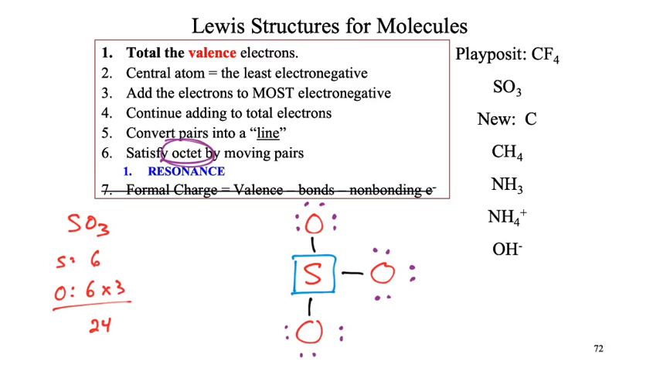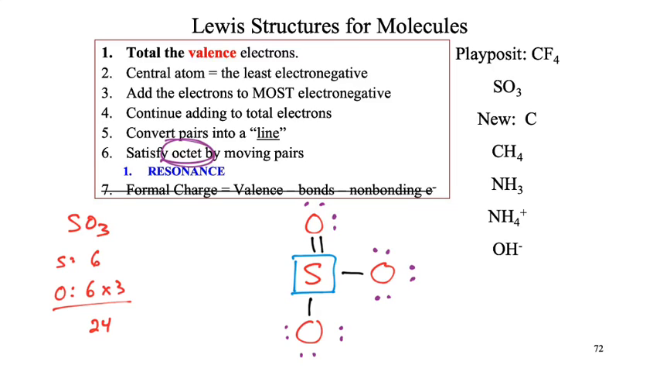Now we move to rule 6 and we satisfy octets by moving pairs. This is where my method stands out and trumps all other methods. Because with other methods, they go, oh, well, you needed another bond so that we had octets. So that's the answer. That's a third of the answer. Why is it only a third? Those electrons could have come from any of the oxygens. So you would need to draw all 3 as potential answers. That is the concept of resonance.